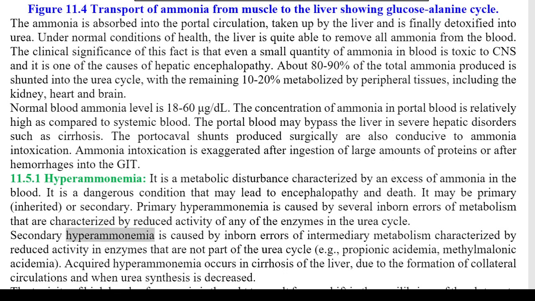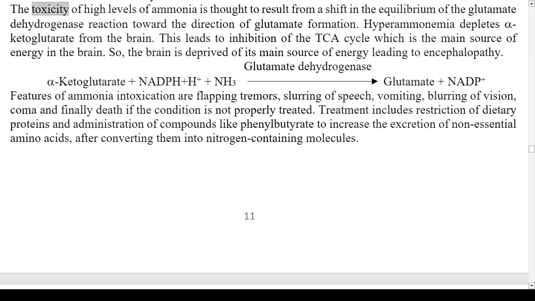Secondary hyperammonemia is caused by inborn errors of intermediary metabolism characterized by reduced activity in enzymes that are not part of the urea cycle, for example propionic acidemia, methylmalonic acidemia. Acquired hyperammonemia occurs in cirrhosis of the liver, due to the formation of collateral circulations and when urea synthesis is decreased. The toxicity of high levels of ammonia is thought to result from a shift in the equilibrium of the glutamate dehydrogenase reaction toward the direction of glutamate formation.